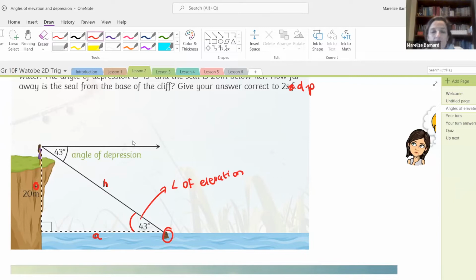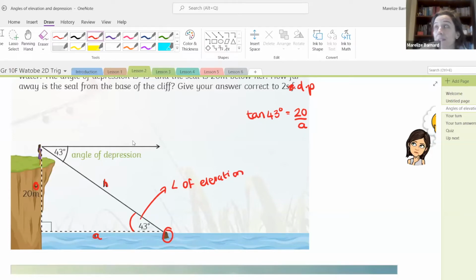Right, so if you remember from Tuesday's lesson, we want to solve for this side, the adjacent side. The side that we have, the one that's given, is 20. So that's opposite and adjacent, and that trig ratio is tan. So tan of 43 is going to be 20 over A, which is the distance of the seal from the base of the cliff. And now we're going to solve for A.